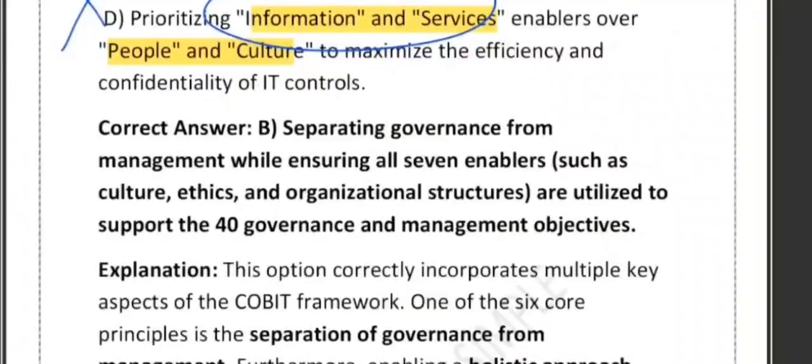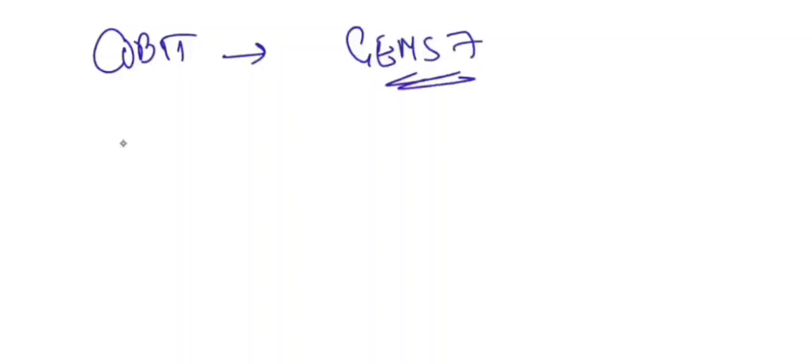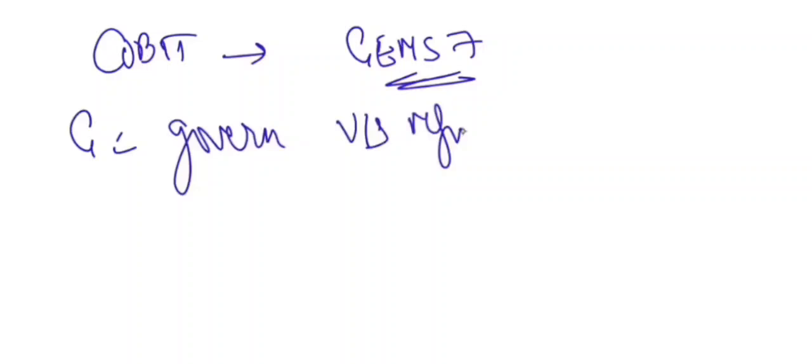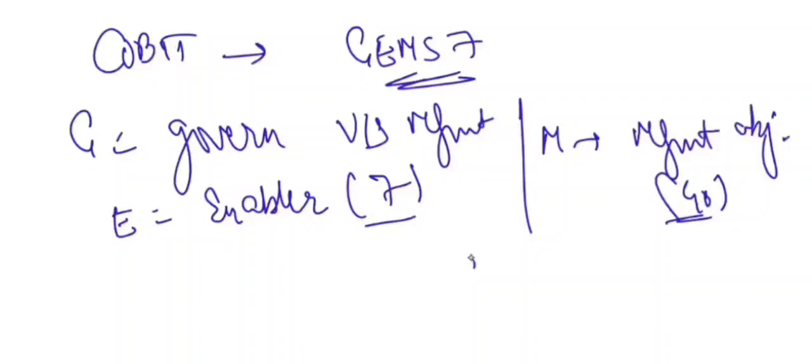One way to remember it: you can think of COBIT like GEMS. Whenever a question is asked regarding COBIT, think of it like GEMS. What does it mean? G means governance versus management. E means enablers, and there are 7 enablers. M means management objectives, and there are 40 objectives. And S means strategic alignment.